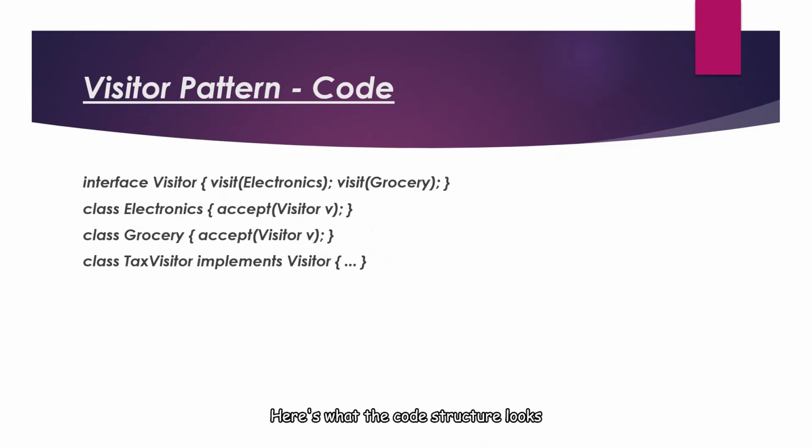Here's what the code structure looks like. We define an interface for the visitor where each method handles a different product type. Each product class, like electronics and groceries, implements an accept method. When we call accept, the visitor gets a chance to operate on the product without changing the product's own code. This makes the system very flexible and future-proof.